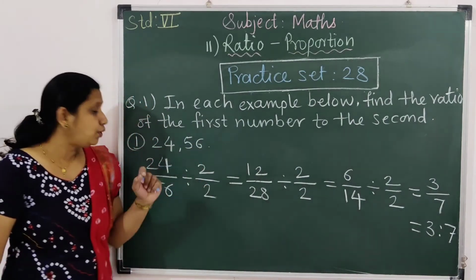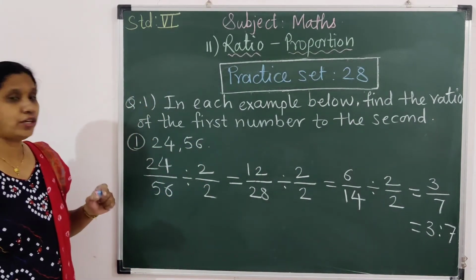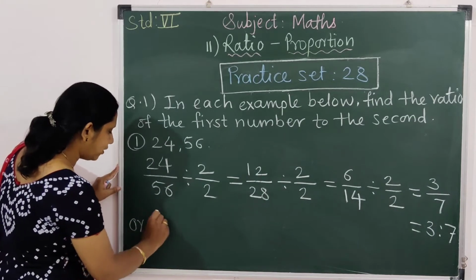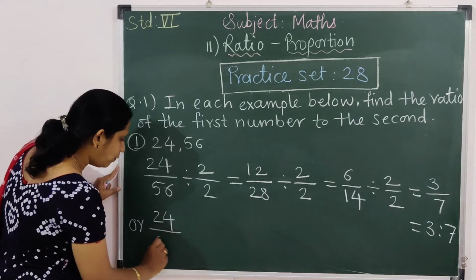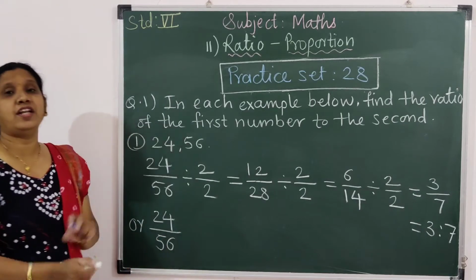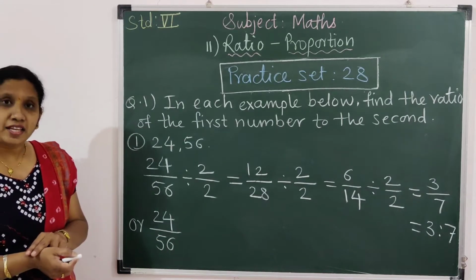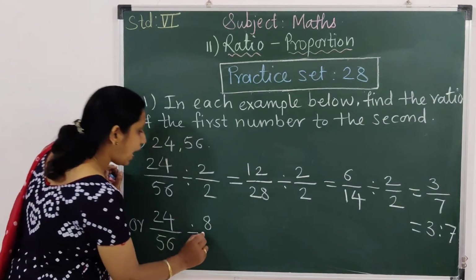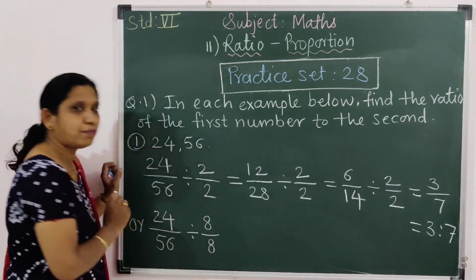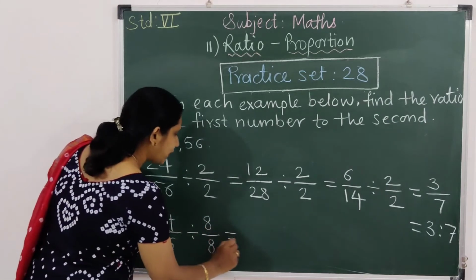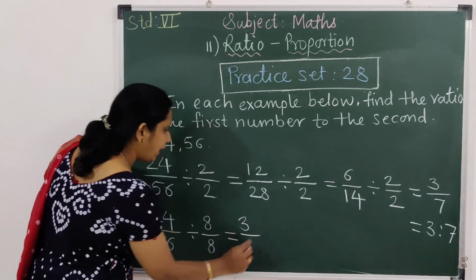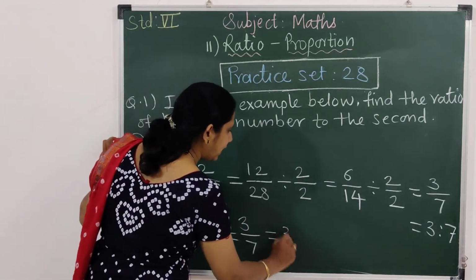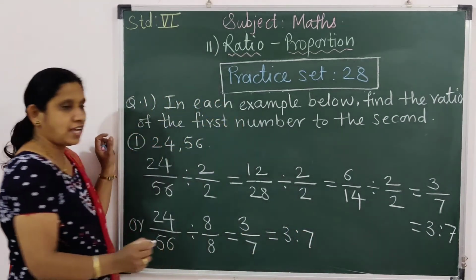This we can do by another way also. If you know the tables very well, I will show you our method. 24 upon 56. Both the numbers are in the table of 8. So we can divide in the numerator as well as in the denominator by 8. So 8 3s are 24, 8 7s are 56. So here also we get ratio 3 is to 7.